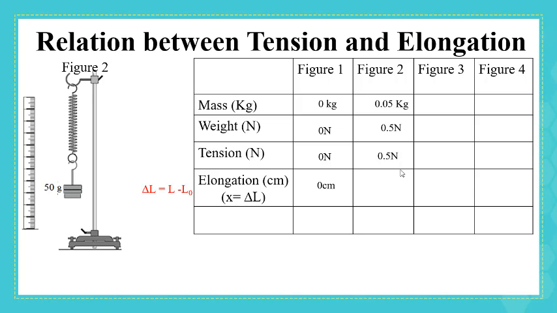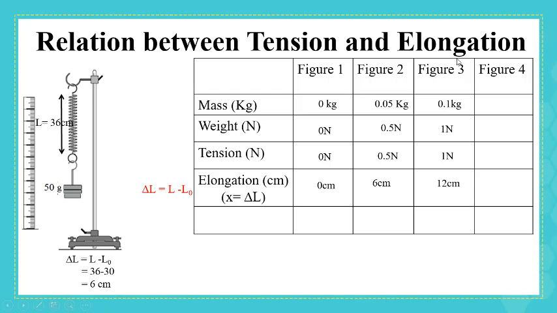Now to find the elongation, that is L minus L0, we have to find the elongated length, the extended length of the spring using the ruler. It is equal to 36 centimeter. Then delta L is equal to L minus L0, 36 minus 30 that we get from the first figure. Then delta L is equal to 6 centimeter.